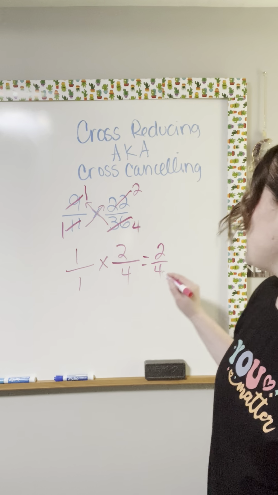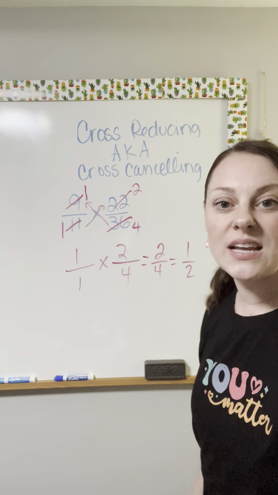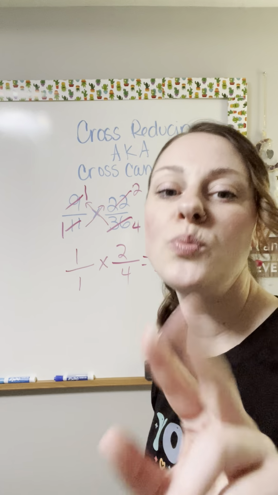2 and 4, that is a half. Period. That's cross canceling, cross reducing. We'll do another one. We'll do 2 more actually.